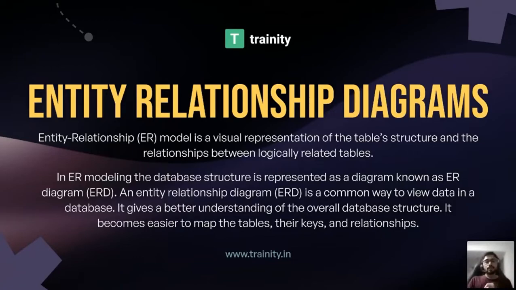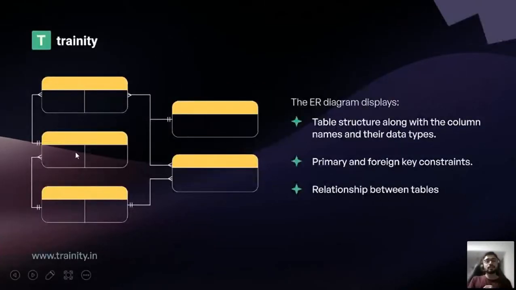So for example, consider that these are the 5 tables which are stored in a database. This is a simple example. An ERD diagram would look something like this, wherein you will get to know which tables are present in each database. In this case, each block here is representing a table.